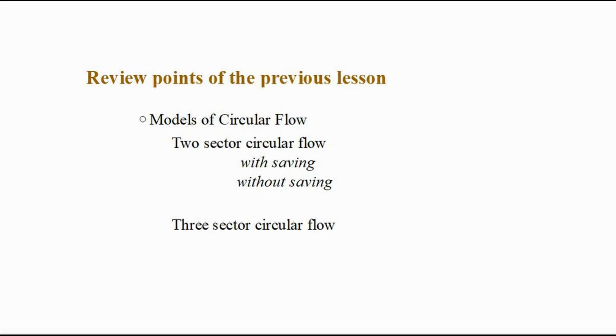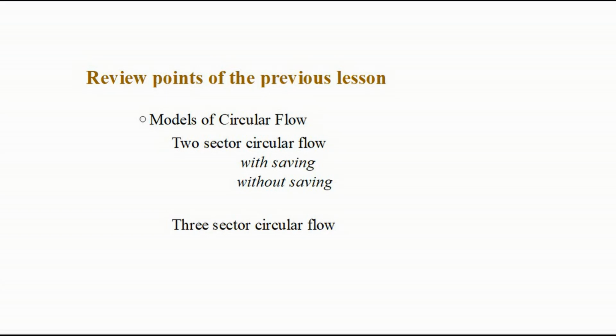Simply, all the economic transactions are made by households, firms, and the government within the domestic territory. No transaction with the rest of the world. The circular flow models are circulating in a closed economy. In the two-sector circular flow model, we have households and the business sector or firms. In the three-sector circular flow model, we have household, firm, and the government.